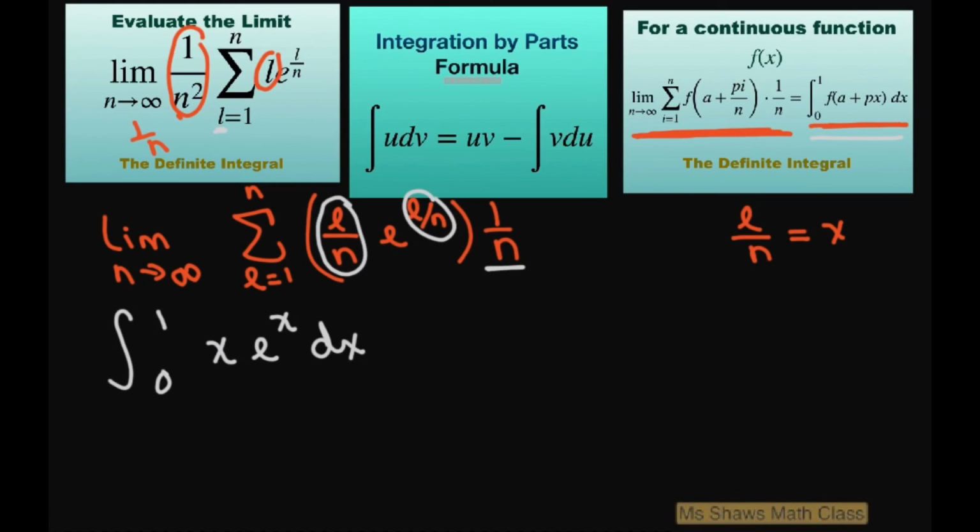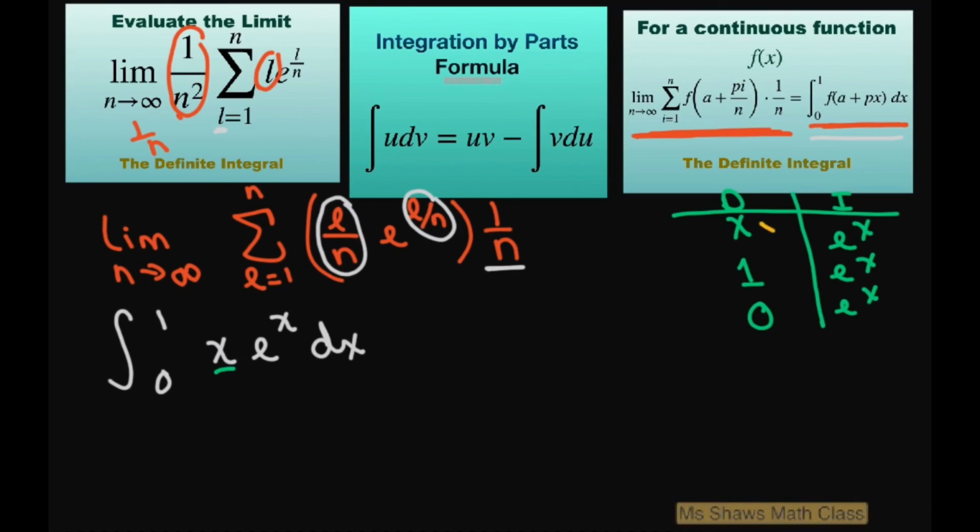Let's use tabular integration. So when you use tabular integration, that means you take your algebraic function and you're going to take the derivative, and then you take your other function and you're going to integrate. So derivative of x is 1, and you keep going down until you get to 0. Derivative of 1 is 0. And then when you integrate e to the power of x, you just get e to the power of x. Then you do these diagonals like that. The first one's going to be plus, second one's going to be negative.